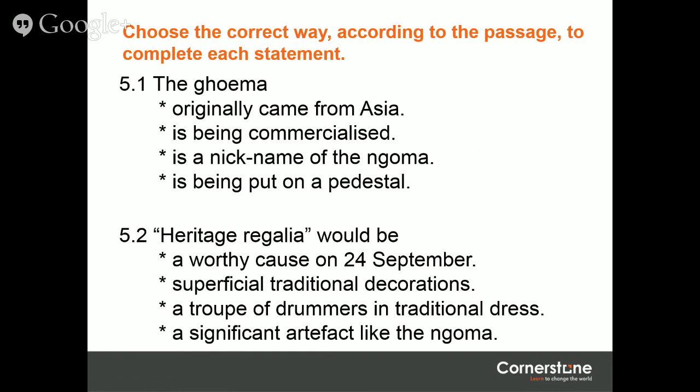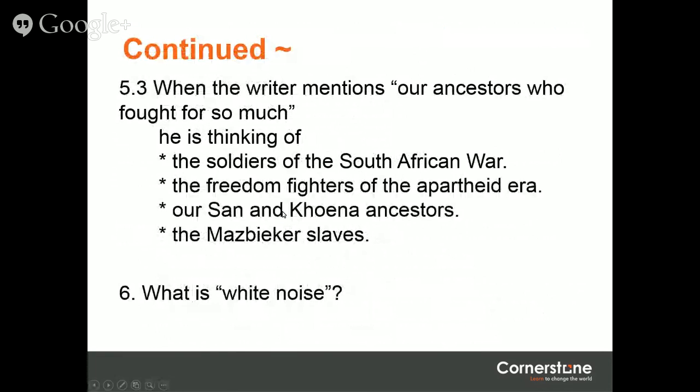5.2. Heritage regalia would be a worthy cause on the 24th of September: superficial traditional decorations, a troupe of drummers in traditional dress, and possibly a significant artifact like the Ngoma. Artifact is a wonderful word. It just means anything that has been made by humans as a part of their culture. So heritage regalia, yeah, they are the decorations, the banners and the ribbons and the badges that people use for their special occasions. It tends to be a rather superficial business, according to Millet.